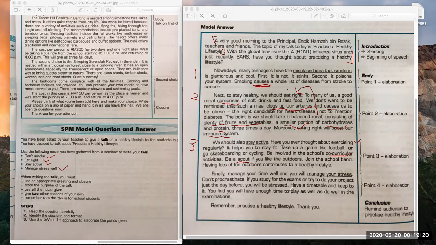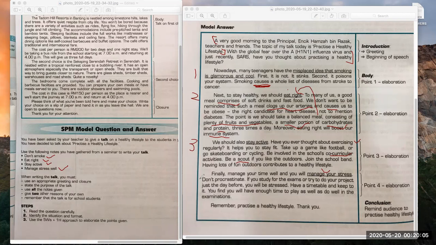Okay, manage your stress. Don't procrastinate. You see, 2 words can make 1 sentence. Again, this happens more in speech. Okay, when you give a speech, give a talk, then you can use this kind of short sentences. Procrastinate is like you and I, we always do that. When we have some work to do, then we will say, "Ay, nantilah, nantilah, nantilah. I watch the TV first. I eat my fruits first. I play my games first." Okay, that is procrastinate. If you study for exams or you try to do your project just the day before, you will be stressed.